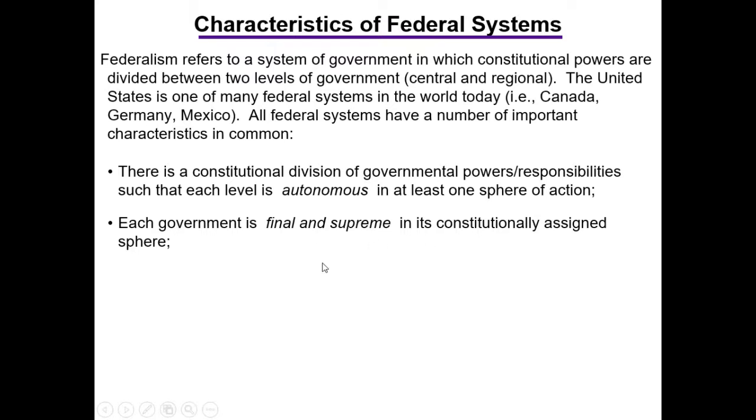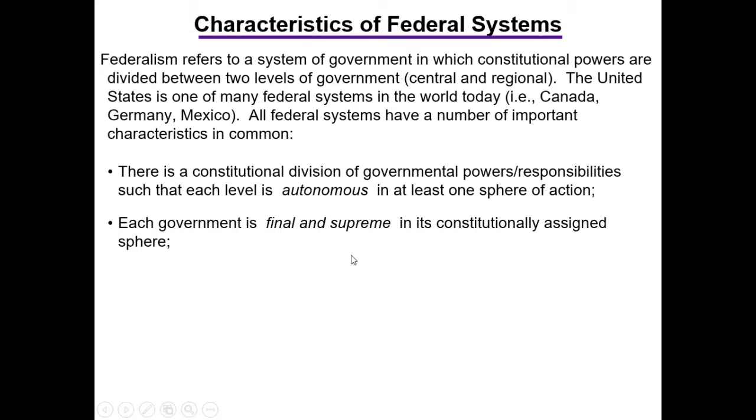Once the state in Texas, the mechanism was a constitutional amendment, once they prohibited same-sex marriage, how can the national government, the Supreme Court of the United States being an institution of the national government, come back and say, nope, we're not going to let you do that? The key phrase is this, right? In its constitutionally assigned sphere.